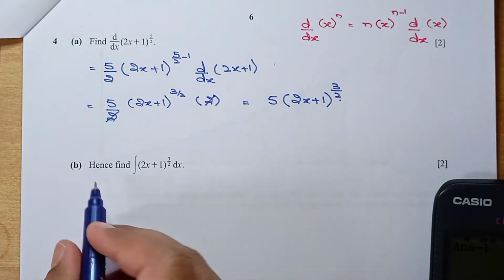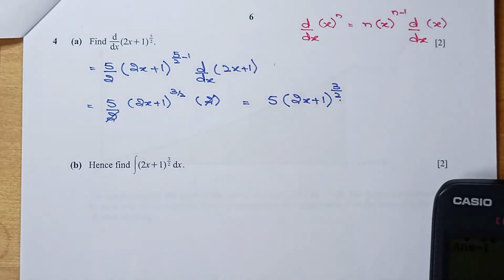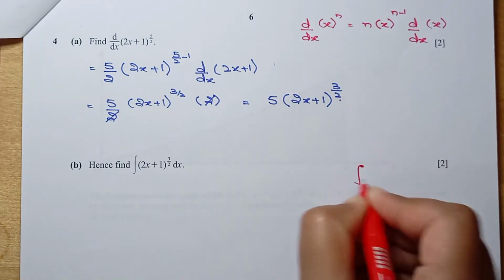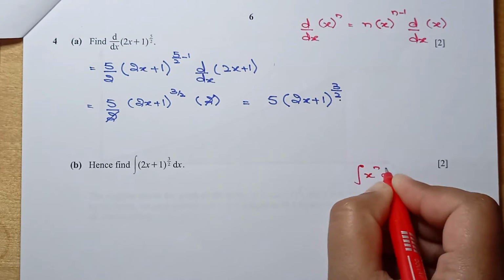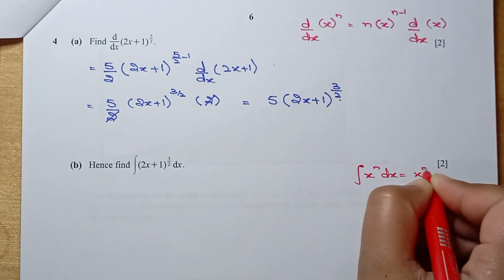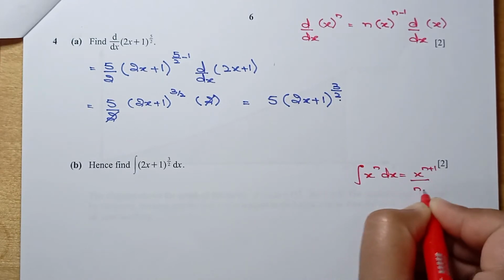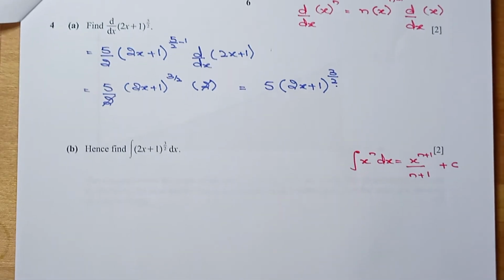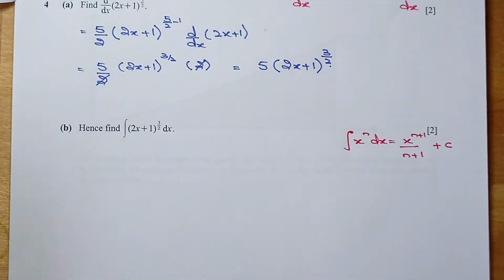Now for the B part, hence find the integration for this function. So again we need to use the power rule, but for integration. So the power rule in integration is integral of x power n dx is basically equals to x power n plus 1 over n plus 1 plus some constant. In differentiation we are not using constants, but in integration we are using the constants.